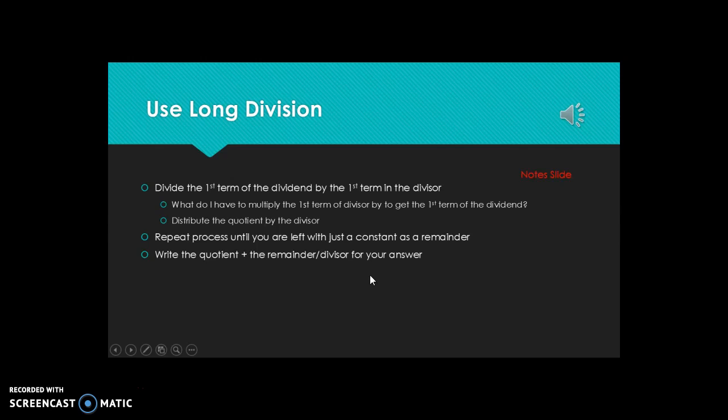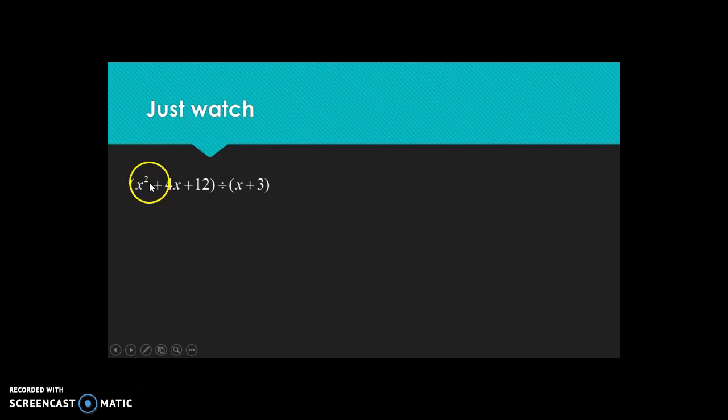All right, and so I think the best way to do this is just to show you the process. So here's our problem. X squared plus 4x plus 12 divided by x plus 3. So the first thing we're going to do is write this as a division problem the old-fashioned way, where the divisor's here, the dividend's inside. Okay, so first part here, second part here.